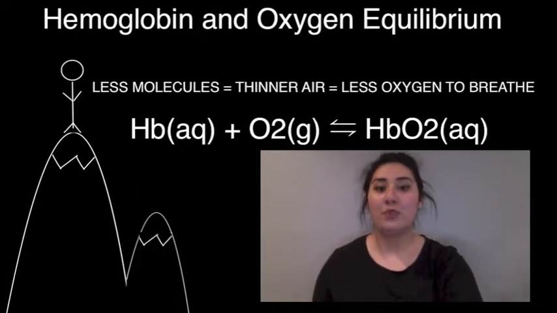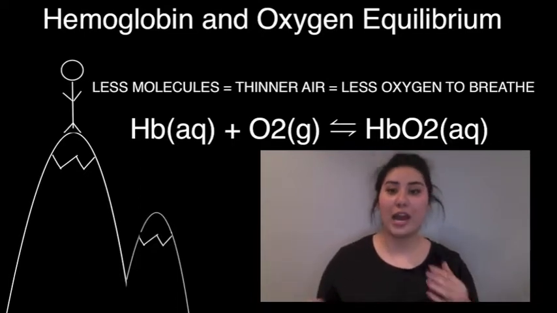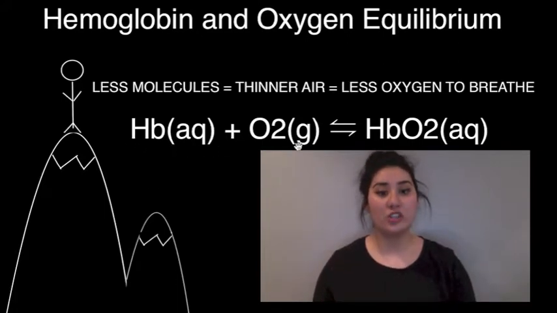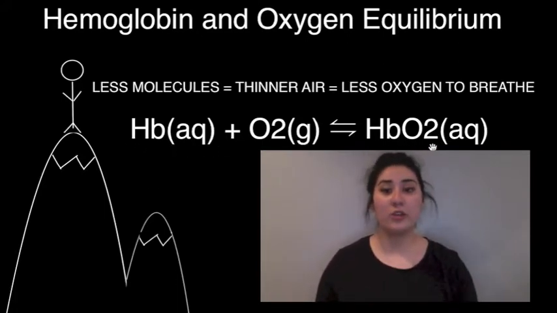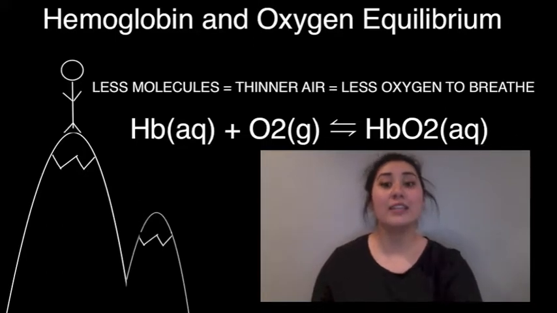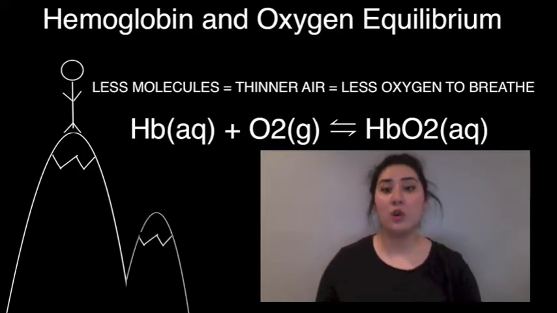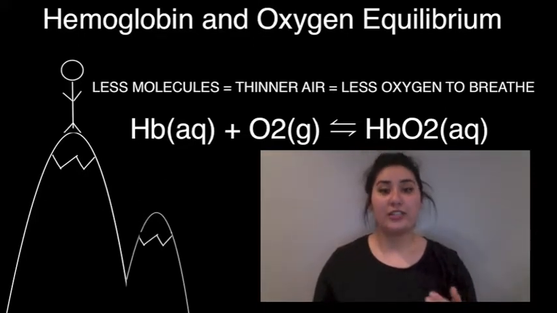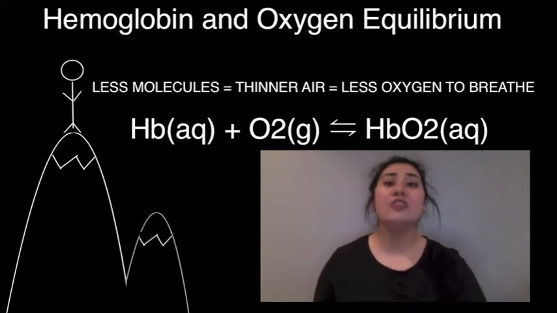So, what happens when this equilibrium is shifted due to high altitudes? The equilibrium equation of hemoglobin and oxygen in our body is Hb (aq) + O2 (g) in equilibrium with HbO2 (aq). As air pressure decreases, altitude increases. But why does this happen? Why does high altitude lack oxygen?